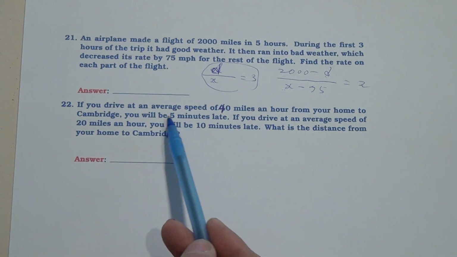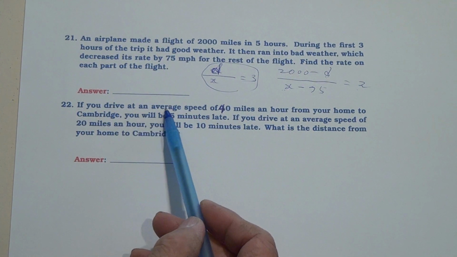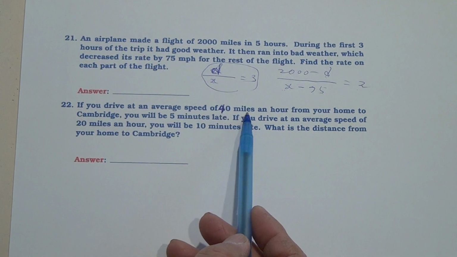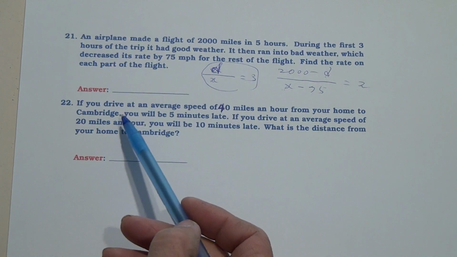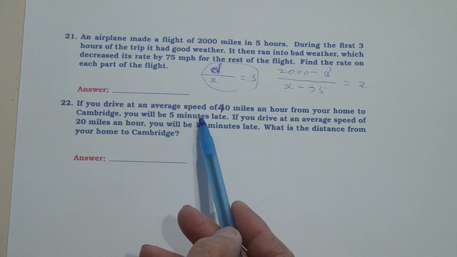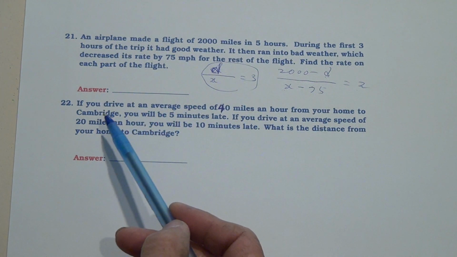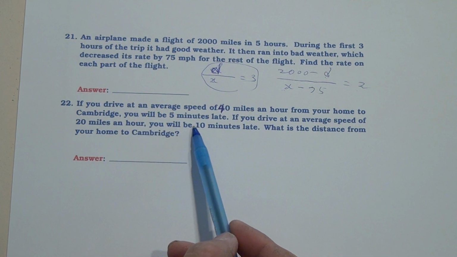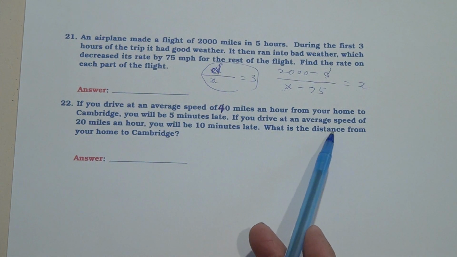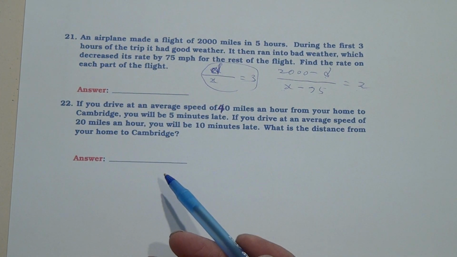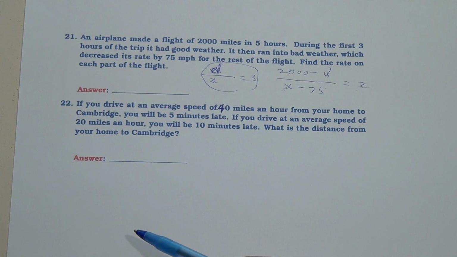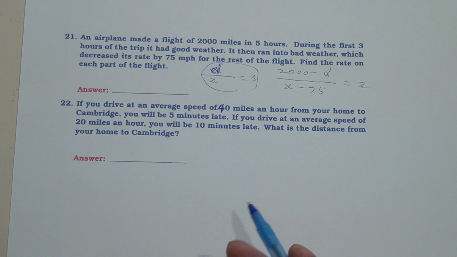Okay? Next, if you drive at an average speed of 40 miles an hour from your home to Cambridge, you will be 5 minutes late. If you drive at an average speed of 20 miles an hour, you will be 10 minutes late. What's the distance from your home to Cambridge? Stop the video, come back when you're finished.